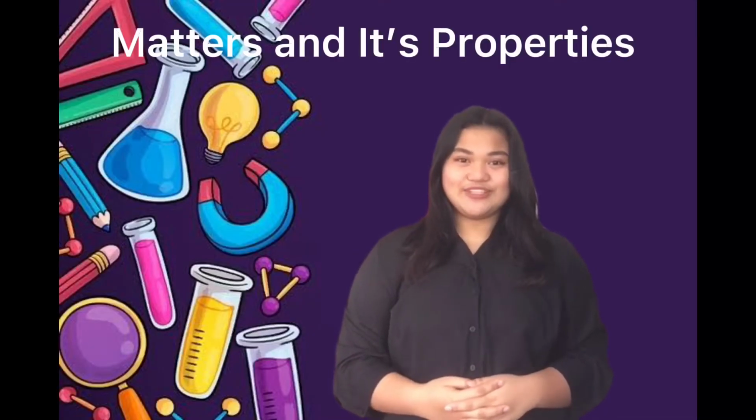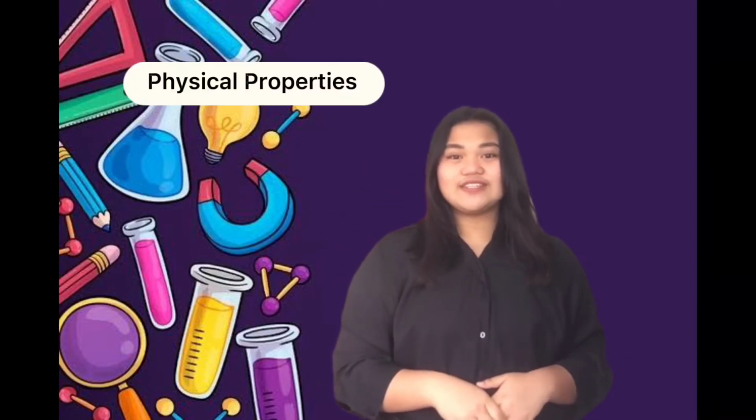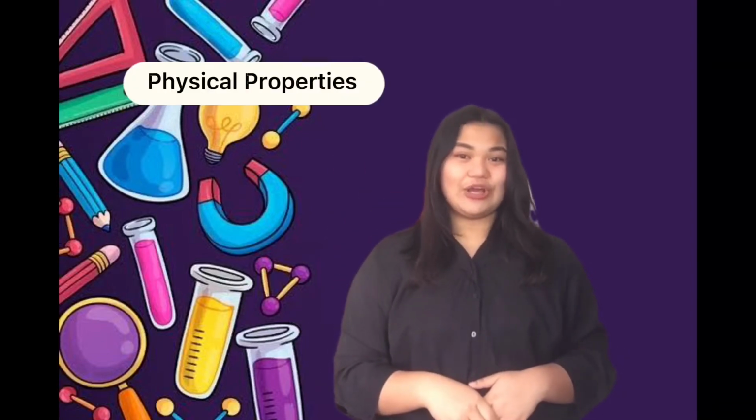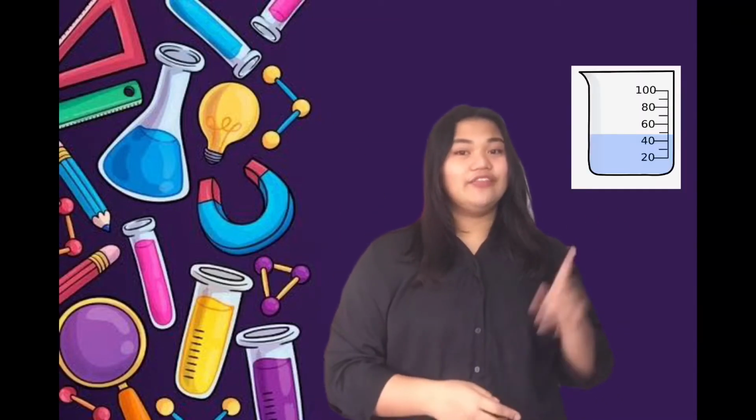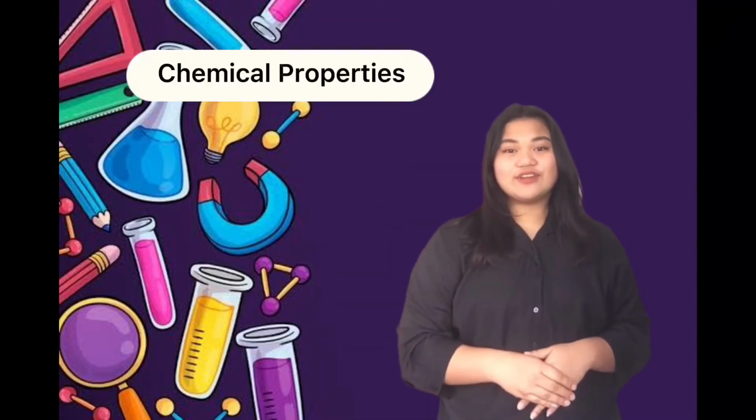Matter and its properties. Matter is anything that has mass and volume. It is invisible to the eye and composed of discrete tiny particles called atoms. Physical properties are characteristics that scientists can measure without changing the composition of the sample under study, such as mass, color, and volume. Chemical properties describe the characteristic ability of a substance to react to form a new substance.